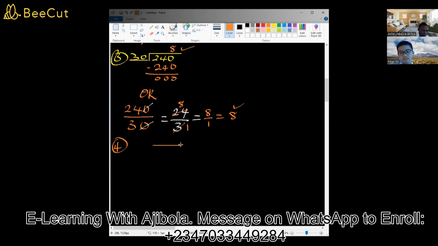180 divided by 20. So this is like saying 18 divided by 2, okay? Fine. So how many 2 is in 18? That's 9, okay? Fine. Now 9 times 2 is 18, and if you drop the 0, so you will have 0, 0, 0.